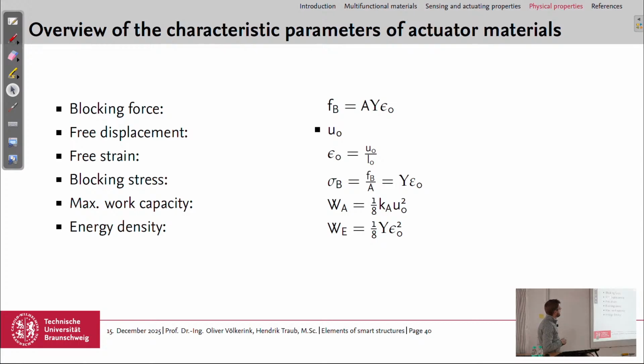To give an overview for the learning goals about the characteristic parameters of the actuator material, we have the blocking force, FB. We have the free displacement, U0. We have the free strain, which is epsilon 0. Then the blocking stress, which corresponds to the blocking force. The maximum work capacity, WA, which can be at maximum 1/8 times the spring stiffness of the actuating material times U0 squared. And we have the energy density.